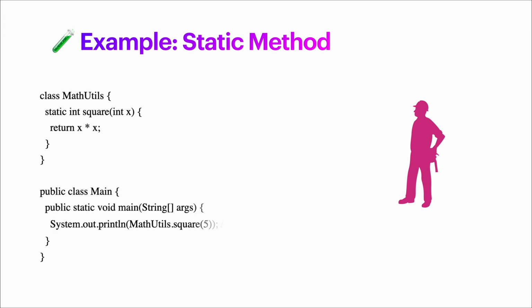Example, static method. Class MathUtils. Static int square, meaning we're looking for a function to create a square. Now notice we say int x. Square returns x times x. So we're returning something, that's why we're having int. If not, we would have had a void there. So we're using static there because there is a class. Static belongs to the class, not the object.